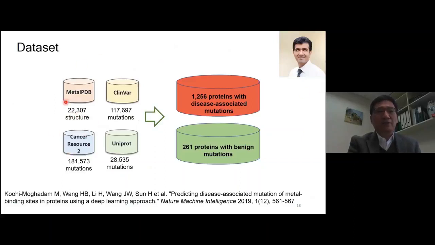So we use, for example, over 23,000 structures from the Protein Data Bank. And then we also get over 100,000 mutations of proteins. We also get mutations from cancer sources and a variety of other mutations. Based on this data bank and input, we get over 1,000 proteins with disease-associated mutations, and also 261 proteins with these mutations. Then based on that, we can train the machine.